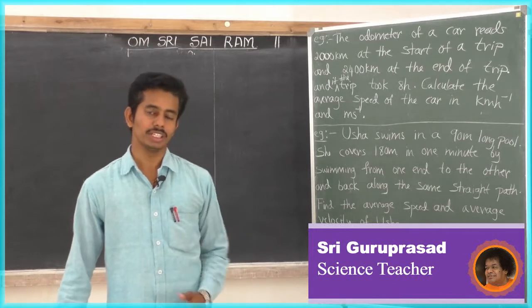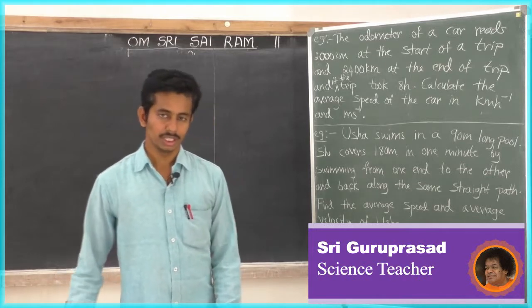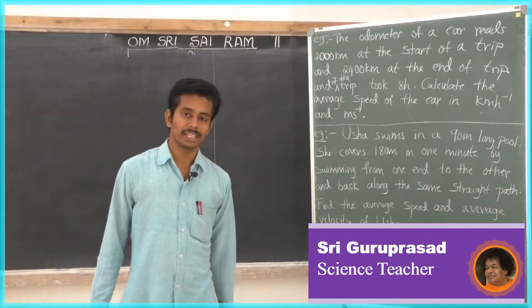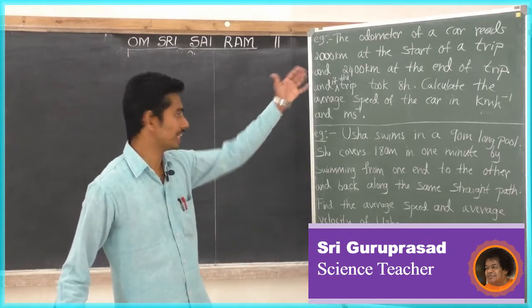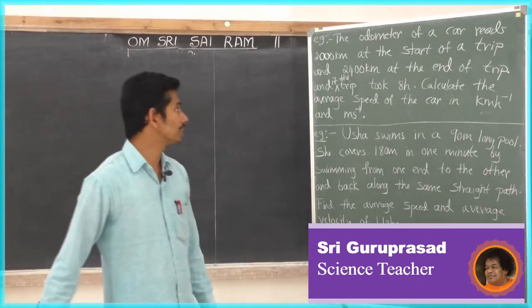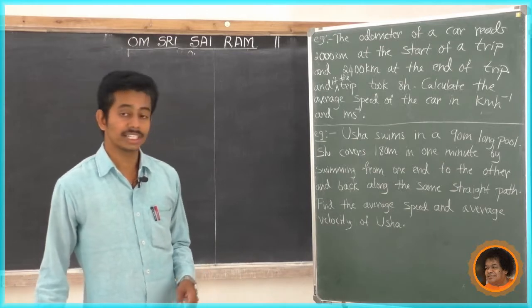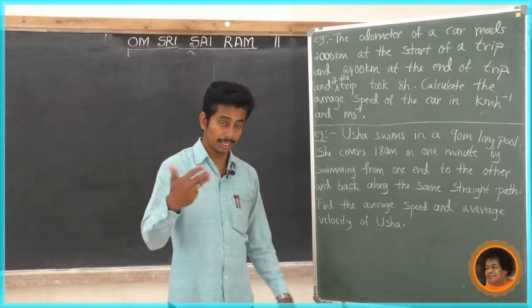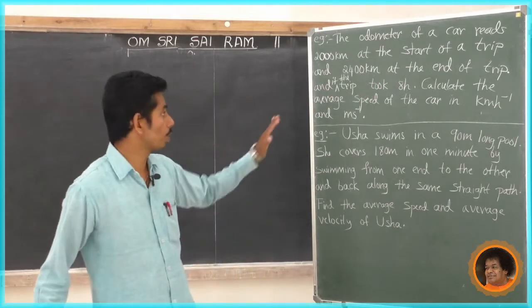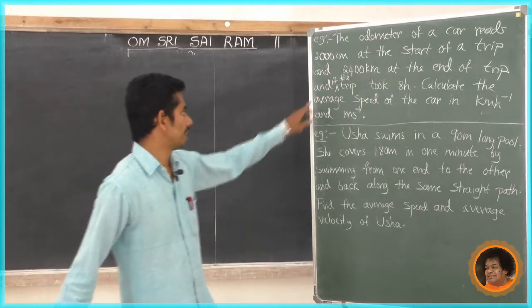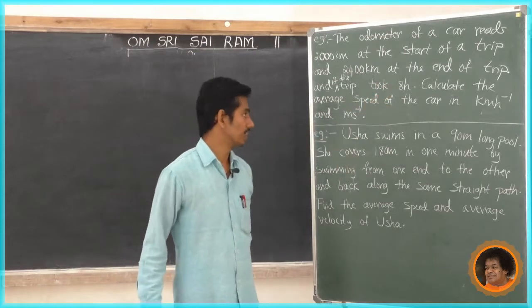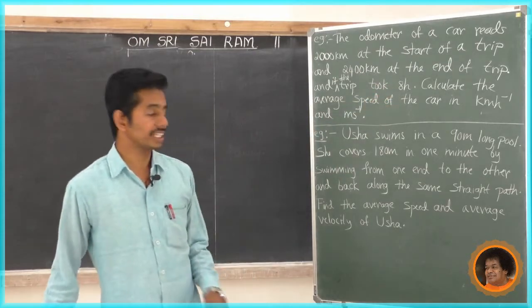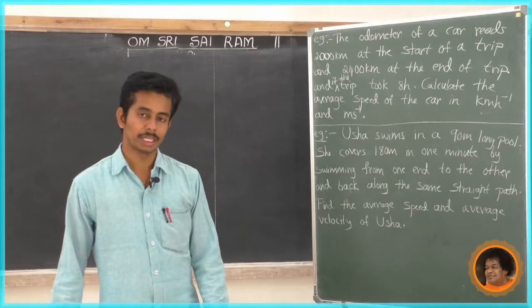In the previous class we studied speed and velocity. What is the difference between speed and velocity? Let's solve some problems related to speed. The first example: the odometer of a car reads 2000 km at the start of a trip and 2400 km at the end of the trip. If the trip took 8 hours, calculate the average speed of the car in kilometer per hour and meter per second.